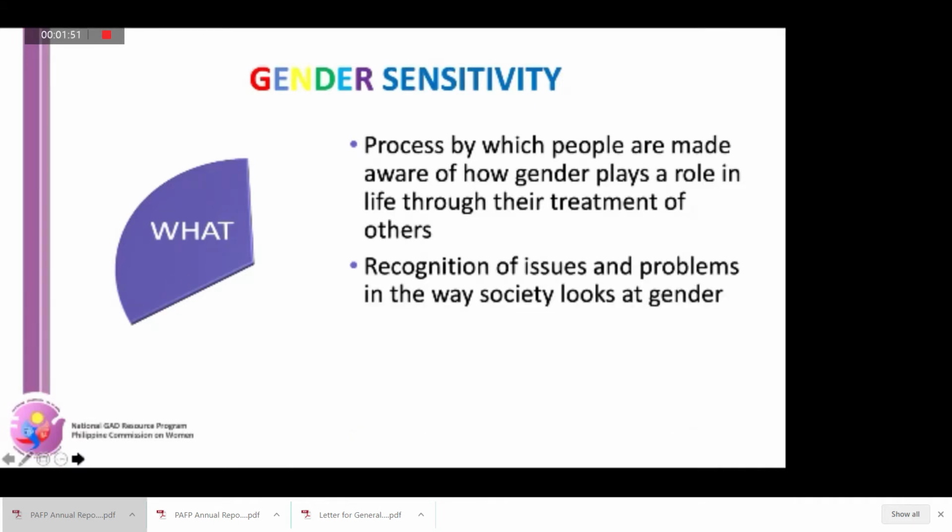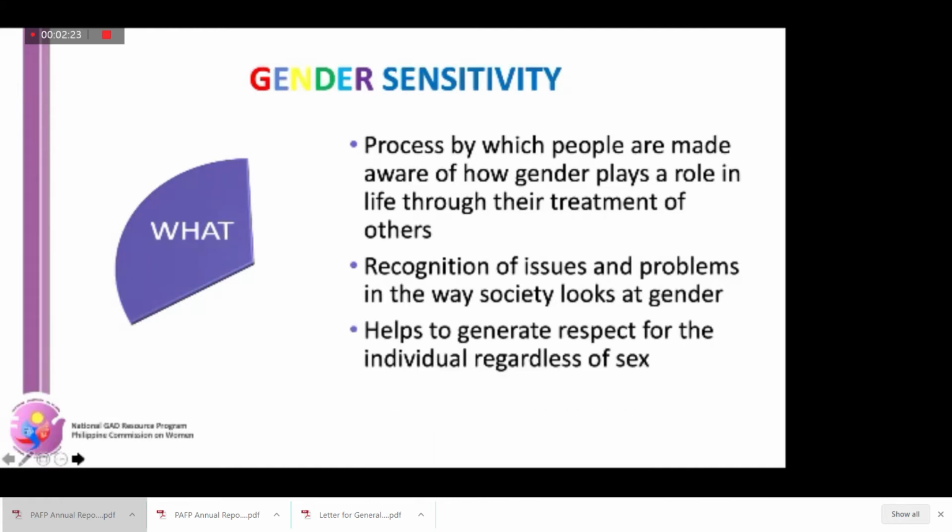Also, in the macro perspective, you should realize that when you talk about gender, there's always a societal context involved. Why? Because gender is a social construct, and when we talk about society, a lot of issues and problems are present, and the concept of gender is not an exception. When we put gender as part of society, it presents a plethora of issues or problems that must be properly addressed. At the end point, gender sensitivity should be properly realized so that it will help generate respect for the individual regardless of sex. In my experience of delivering lectures on gender sensitivity, the bottom line remains to be respect.